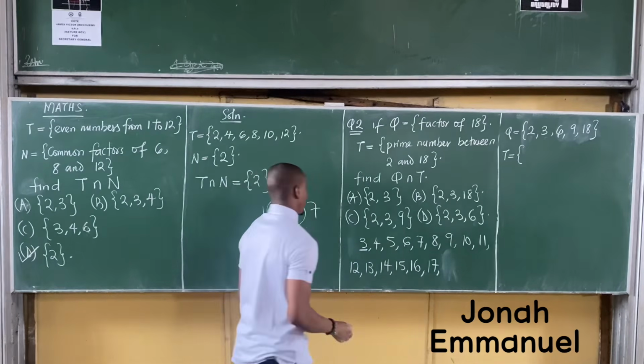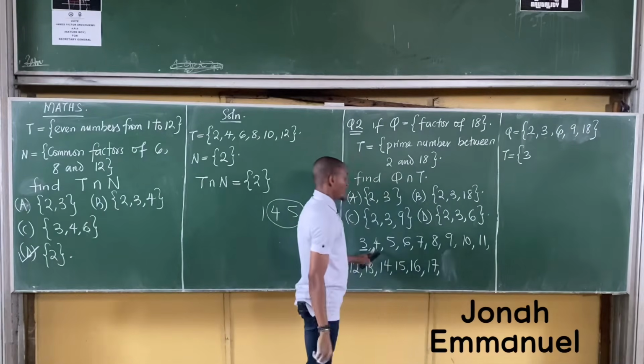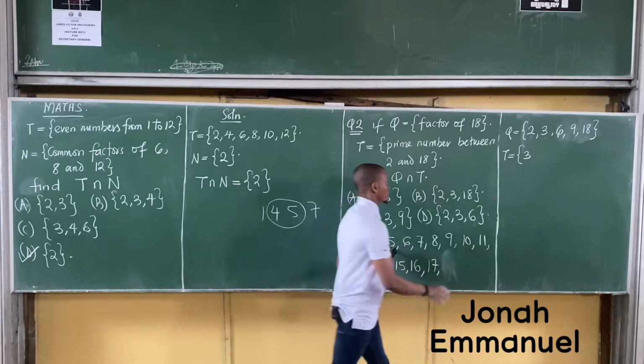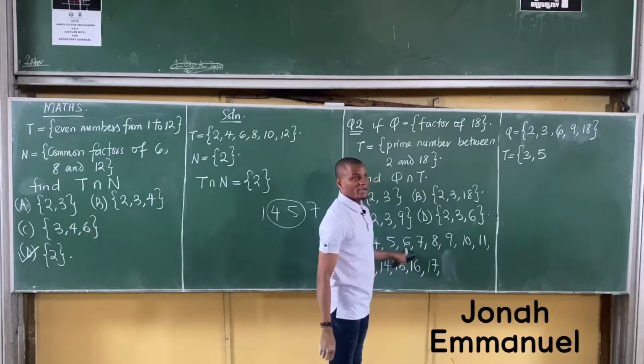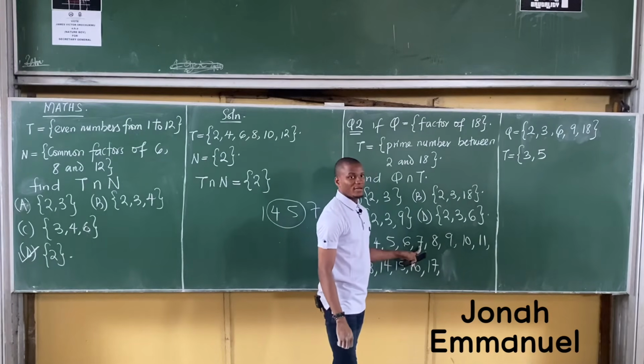So 3 is a prime number. I have 3. Is 4 a prime number? No. 4 over 2 gives you 2. It's not a prime number. Is 5 a prime number? Yes. Is 6 a prime number? No. 6 over 2 gives you 3. 7 a prime number? Yes.